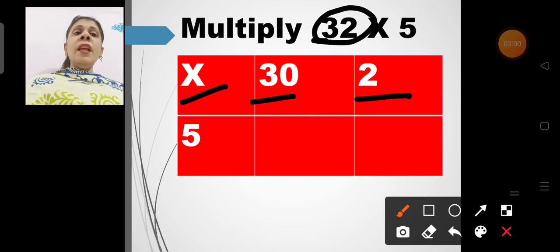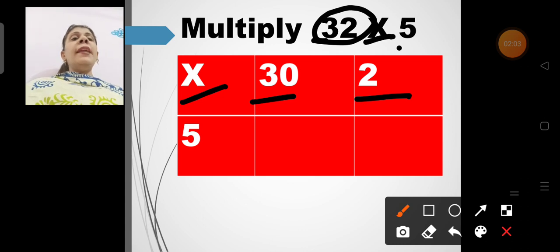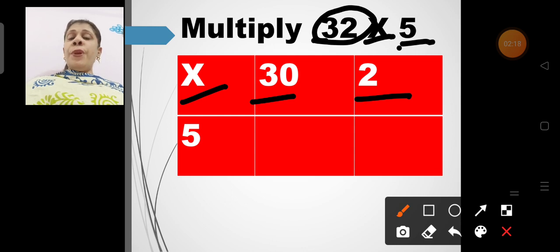Then the multiplication sign, which I have already put: the first thing you have to do is write the multiplication sign. Then you have to split that number, 32, into 30 and 2. Then the number 5 is remaining, by which you are going to multiply. You are going to write it down here.